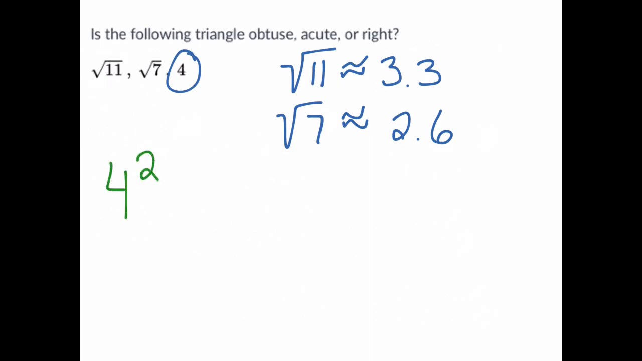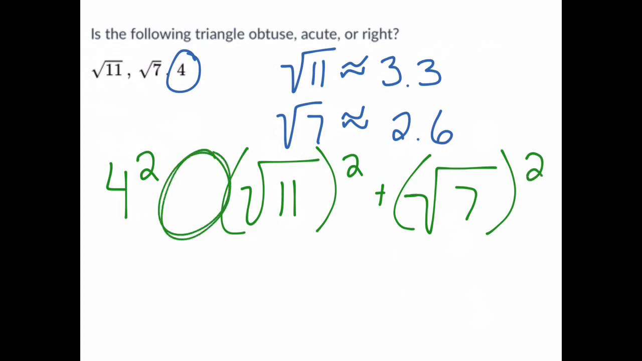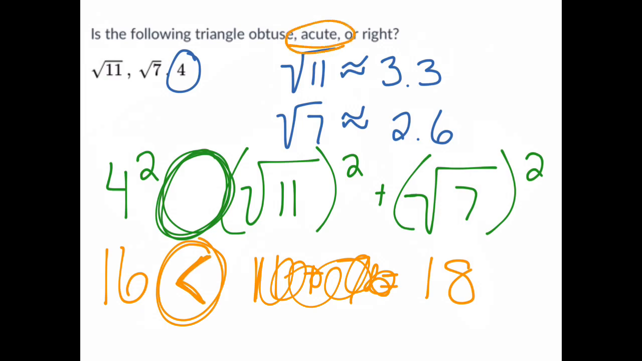So 4 squared is going to be something to the square root of 11 squared, plus the square root of 7 squared. And this is what we're looking for here. Is it equal, is it greater than, or is it less than? And when you do the math here, the square root of 11 squared is 11, and the square root of 7 squared is 7, and 11 plus 7 is 18. So what is the relationship between a 16 and an 18? And the answer is that 16 is less than 18, which makes this an acute triangle.